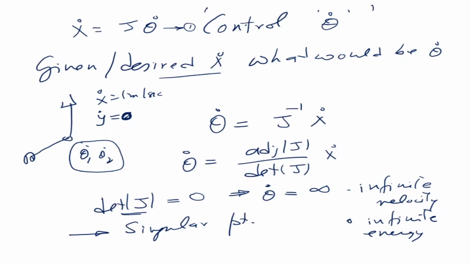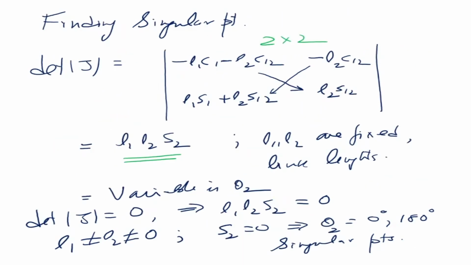Now what this tells us is that determinant of J becoming equal to 0 means velocity becomes infinity. Infinite velocity means infinite energy. So this is also an indicator of energy, how much energy is being consumed, because velocities are an indicator of energy. For example, if you want higher velocity, you have to give more energy. So determinant of J is also an indicator of energy consumed.